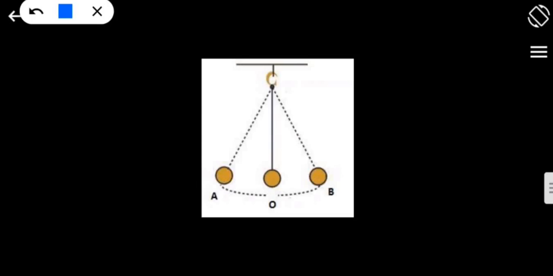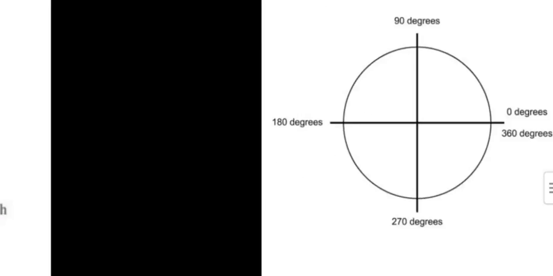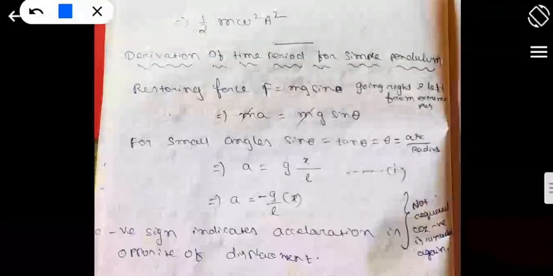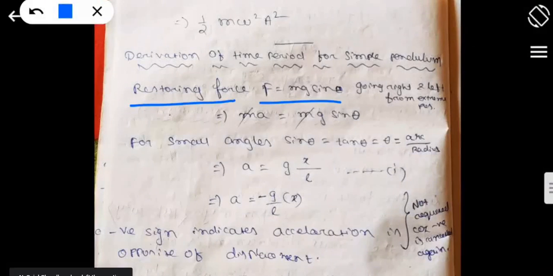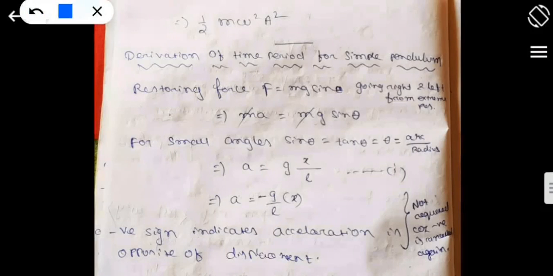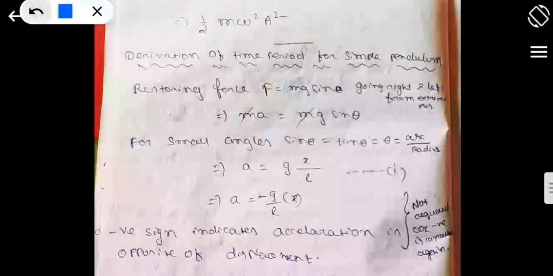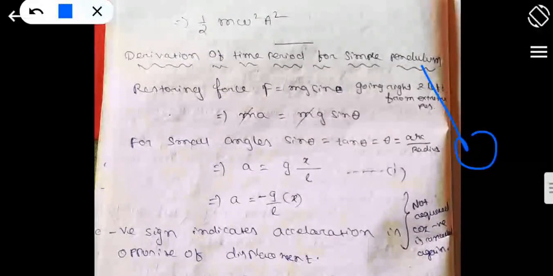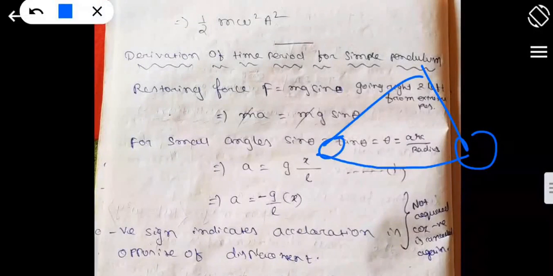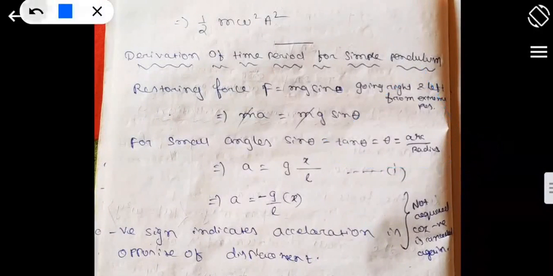Now moving on to the derivation section. Derivation of the time period of the simple pendulum. So what is the restoring force being applied here? F equal to mg sin theta, right? Going right and left of the extreme position that is mentioned. So I can represent F with ma, mass into acceleration, because it will achieve the acceleration. As it has the mass, it will achieve the acceleration and move to the other extreme position, right? So I will write ma is equal to mg sin theta.